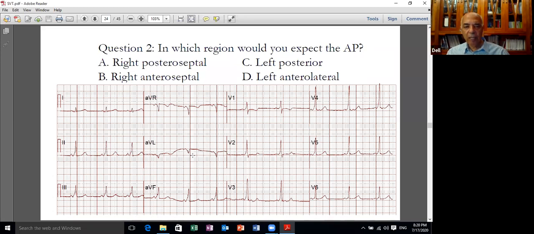Now, if you look into AVL, it's negative in AVL. So it's moving away from AVL. So it's left-sided, it's anterior, and it is lateral. So it moves away from AVL. So the correct answer will be left anterolateral.